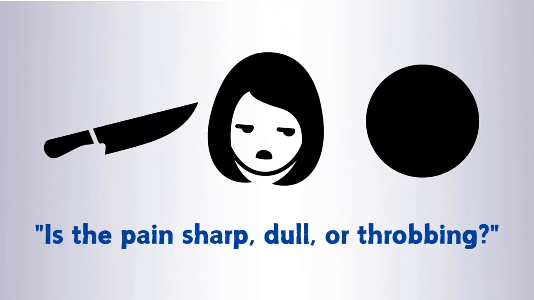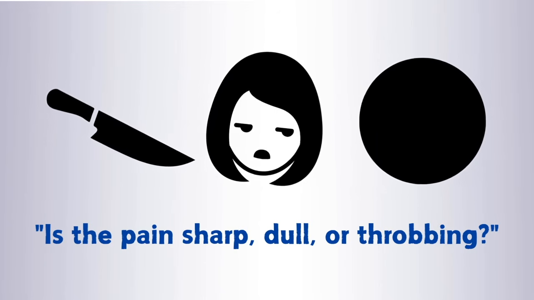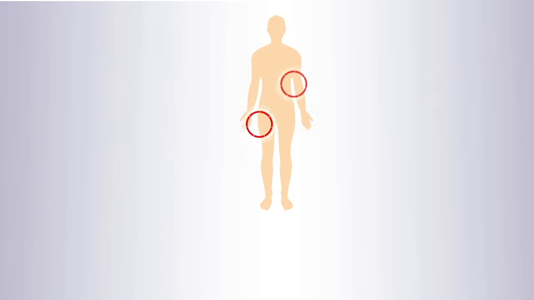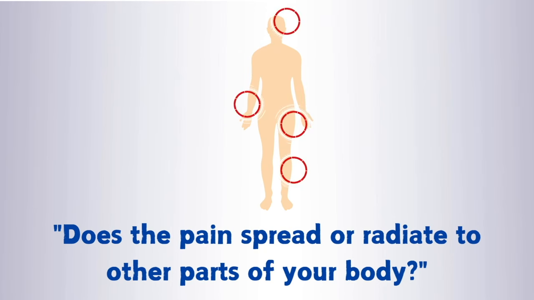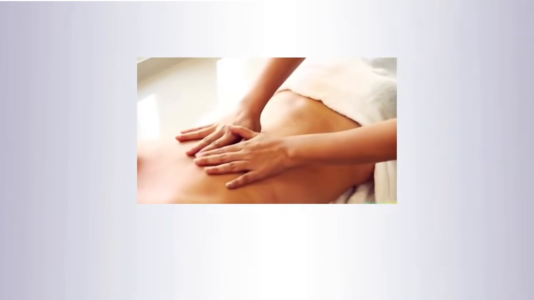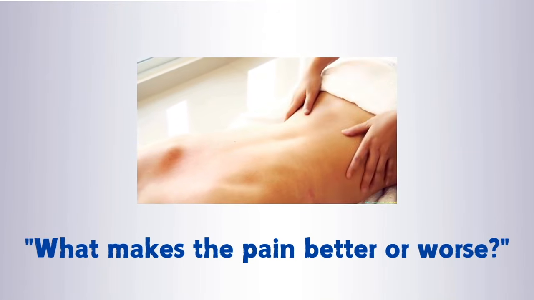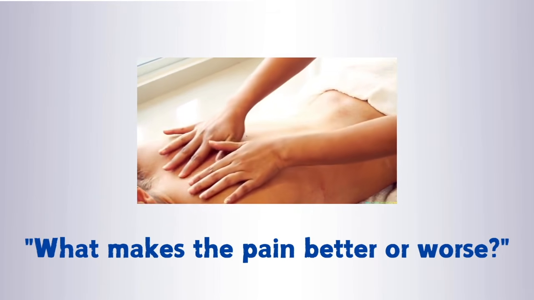Is the pain sharp, dull, or throbbing? This helps to understand the type of pain the patient is experiencing. Does the pain spread or radiate to other parts of your body? This is useful for identifying conditions that affect more than one area. What makes the pain better or worse? This question helps determine if any activities or medications affect the symptoms.